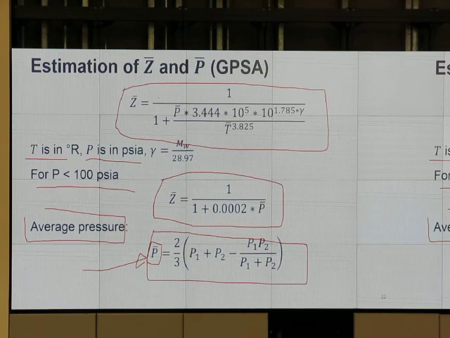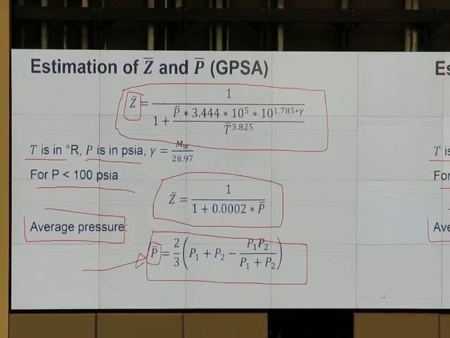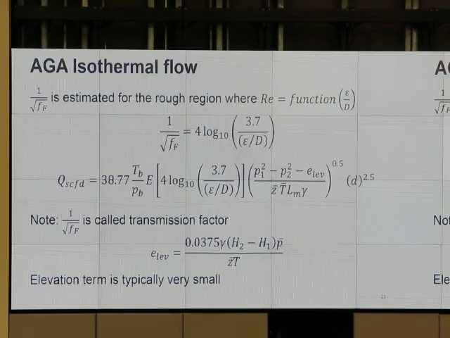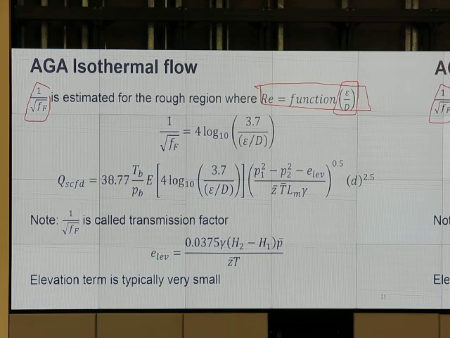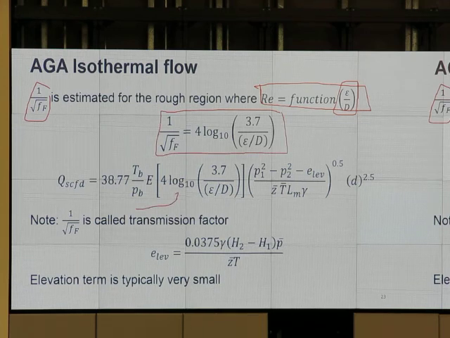So that is used for average compressibility factor, although we know P1 and P2. For the case of the rough region, we can get 1 over square root of f from just epsilon over D. Fully rough region means very high Reynolds number. If Reynolds number is not that high, we cannot do this approximation. If it's very rough, the friction factor will be just a function of roughness, then it's reduced to just this form. Put that in, we have the approximation equation.